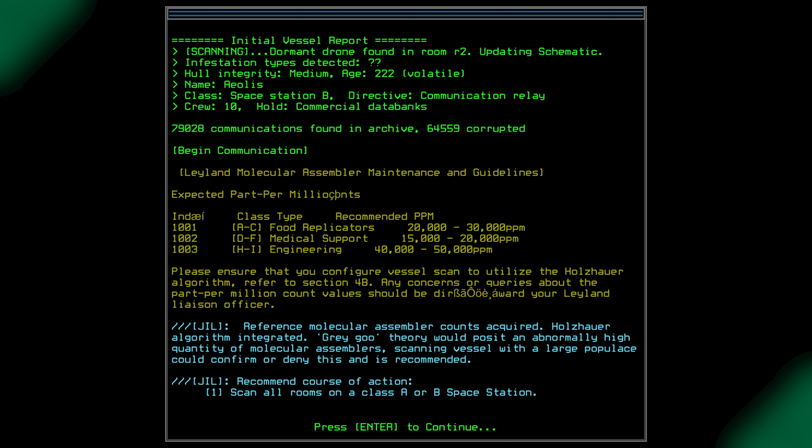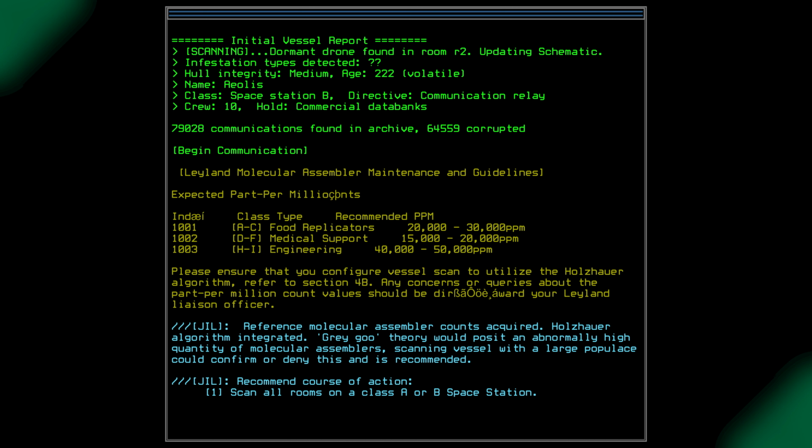Leyland Molecular Assembler Maintenance and Guidelines. Expected part per million. Please ensure that you can configure vessel scan to utilize the Holzhauer algorithm. Refer to section 4B. Any concerns or queries about the part per million count value should be directed towards your Leyland liaison, Referent Jill, the reference molecular assembler counts acquired.